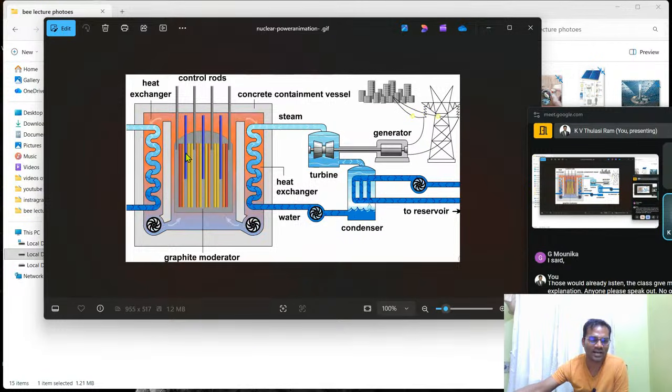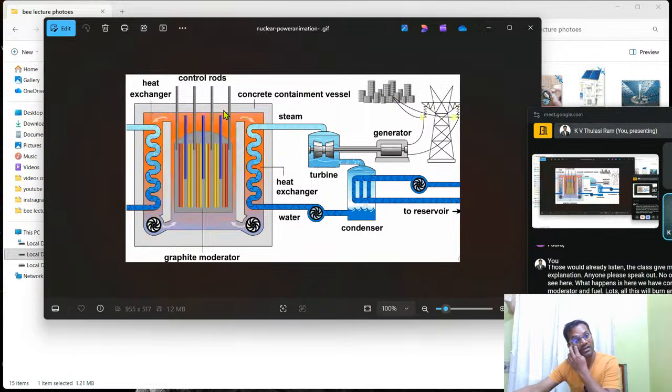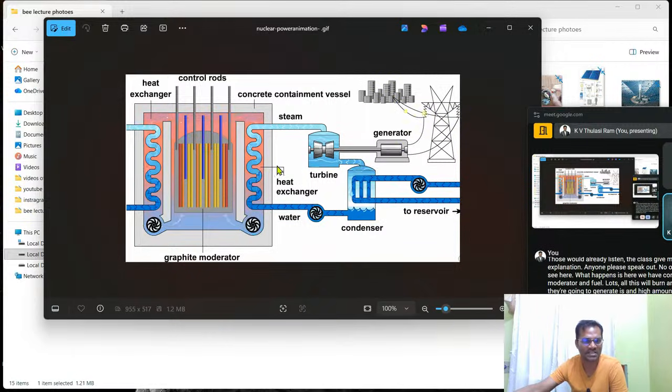Here we have control rods, moderator, and fuel rods. All this will burn and generate a high amount of energy. That energy combines with the water and reaches our heat exchanger. From the heat exchanger, the heat energy is converted into steam, and the steam will run our turbine. As soon as the turbine is rotated by the steam, the generator will start generating power. The turbine output is steam, and we need to cool it with the help of cooling towers, and the water will be sent back into the heat exchanger.